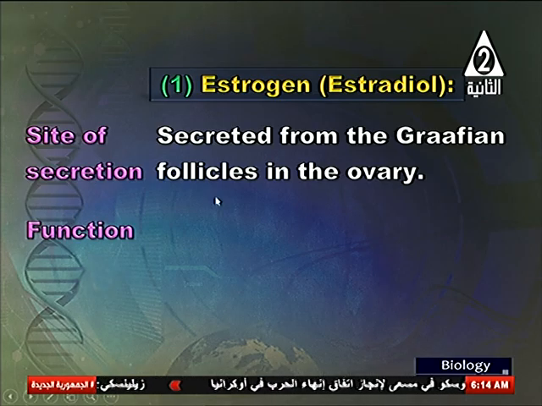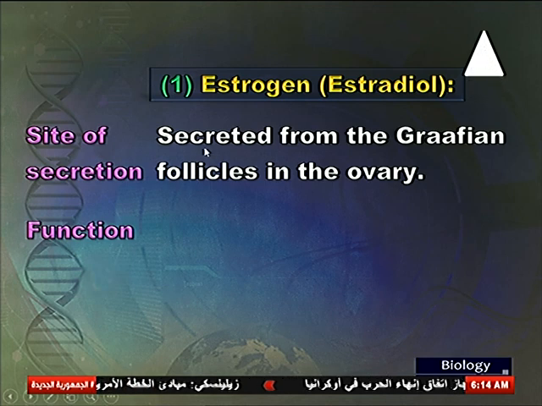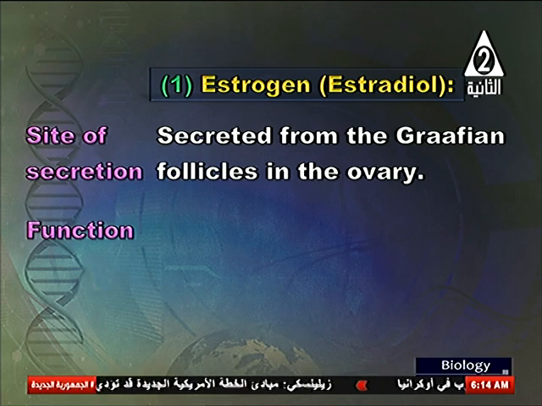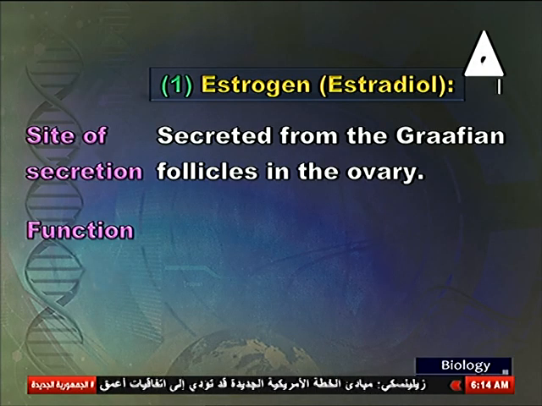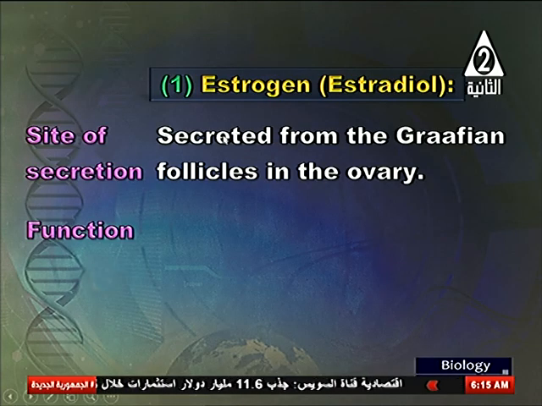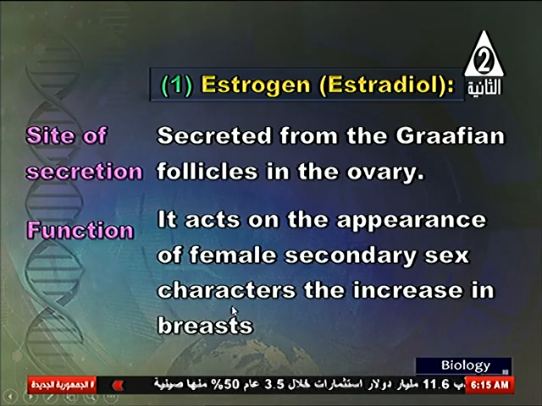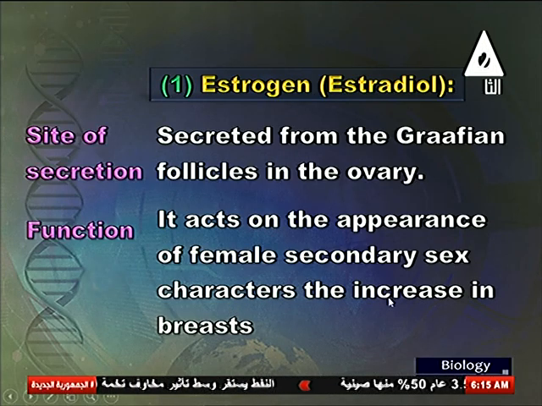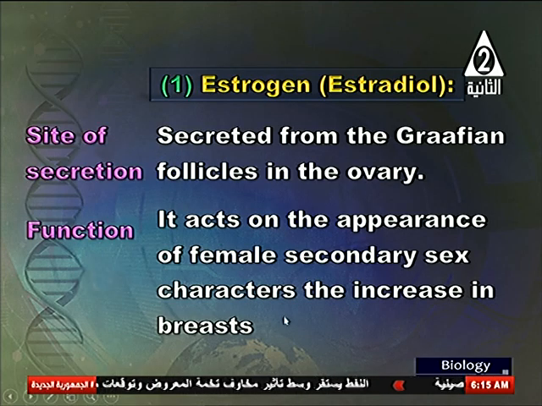We need gonads hormones in reproduction, in the chapter of reproduction, so you need to study it very hard to understand the chapter of reproduction. Okay, estrogen or estradiol hormones are secreted from Graafian follicle in the ovary. It acts on the appearance of female secondary sex characters, such as enlargement of the breast.